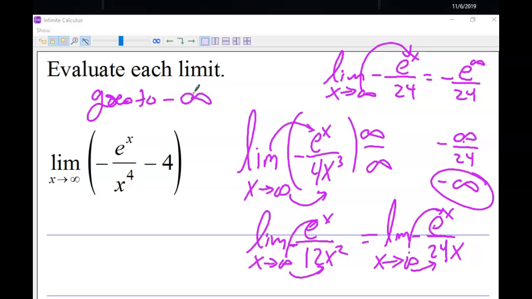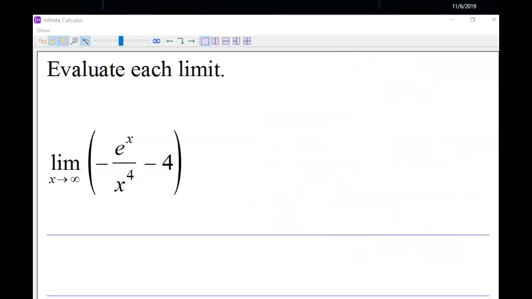Okay, so this one was kind of a pain in the butt because we had to take the derivative 4 times to get rid of that x on the bottom. And in the end, we just ended up with negative infinity. All right, let's do yet another one. Something similar is going to happen here. How many times do you think we're going to have to take the derivative on this one?